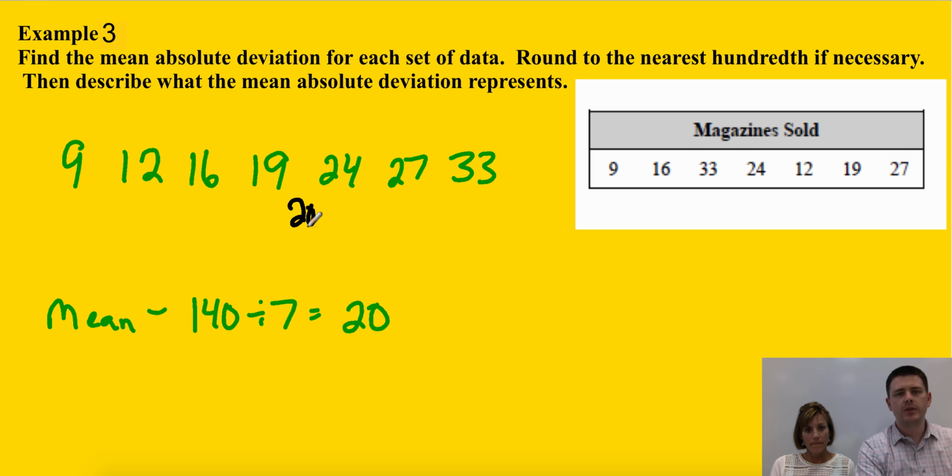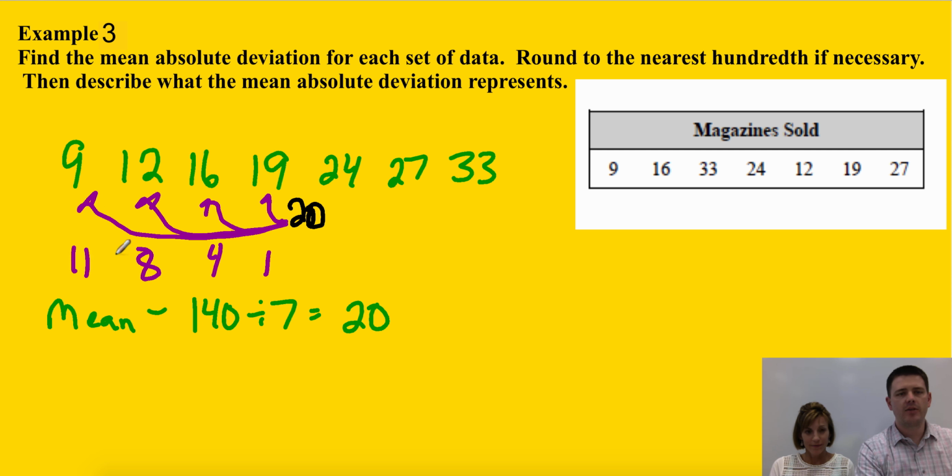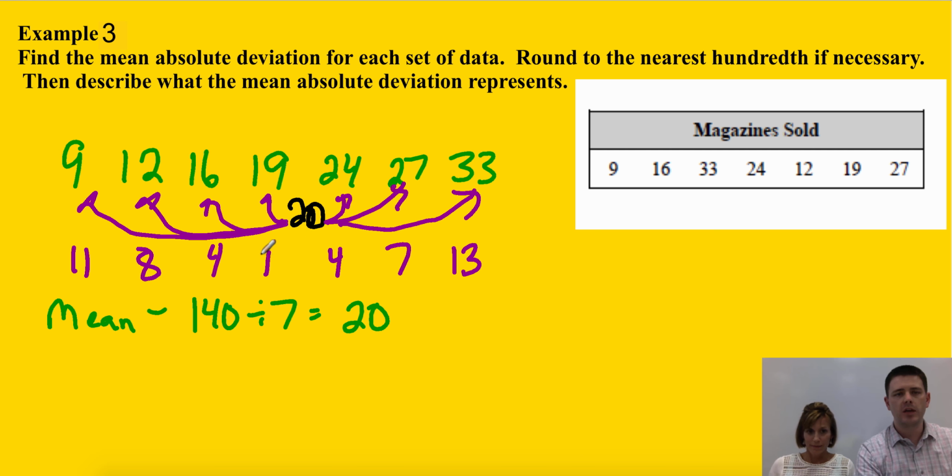And now I need to figure out how far each one of my data values is away from 20. So to get to 19, that's 1. To get to 16, that's 4. To 12, that's 8. To 9, that's 11. Up to 24, that's 4, then 7, and 13. So you're just finding the distance each of your data values is away from your mean.